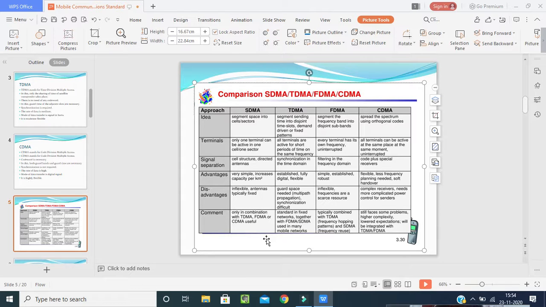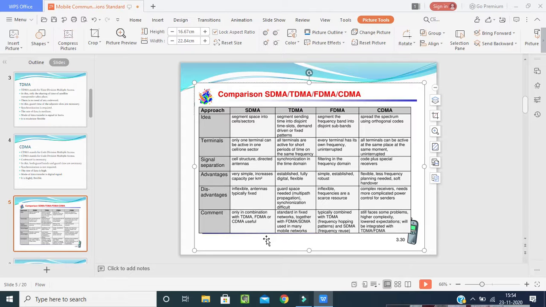Coming to the TDMA, it segments sending time into disjoint time slots, demand driven or fixed patterns. All terminals are active for a short period of time on the same frequency. Synchronization is in the time domain. It is established and fully digital.